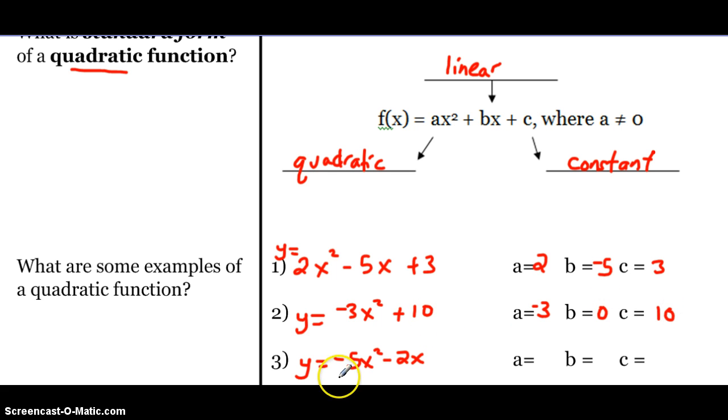For number 3, you should have negative 5 for a, that's our number in front of the quadratic term, and our b is negative 2, so our number in front of x. This time our c is not existing, so the only thing we can add to this equation is 0, so our c is 0.